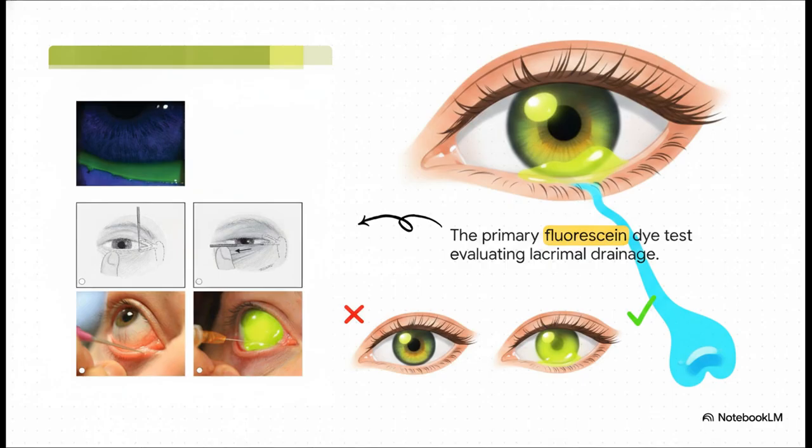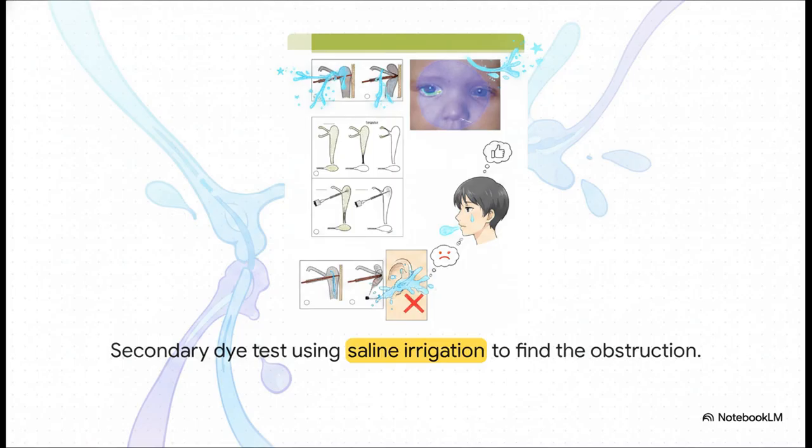But if we look at the eye 5 minutes later and it's still completely flooded with yellow dye, we know for a fact that the drainage system is not functioning properly. Now, if that primary test proves there's a backup, our next job is to find the exact location of the blockage. We follow up with the secondary dye test.